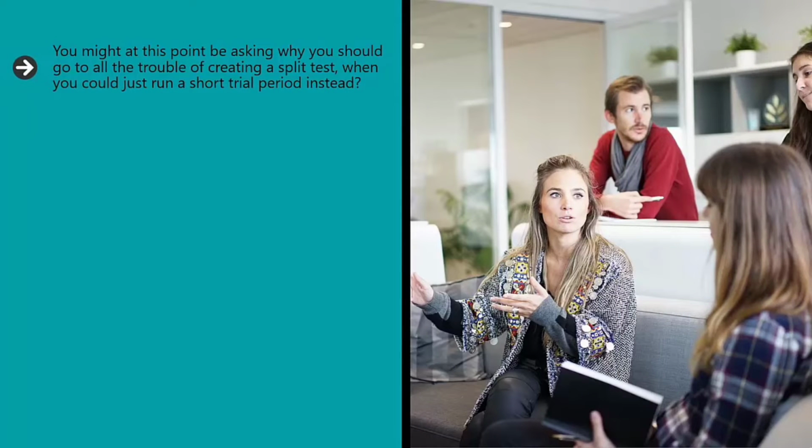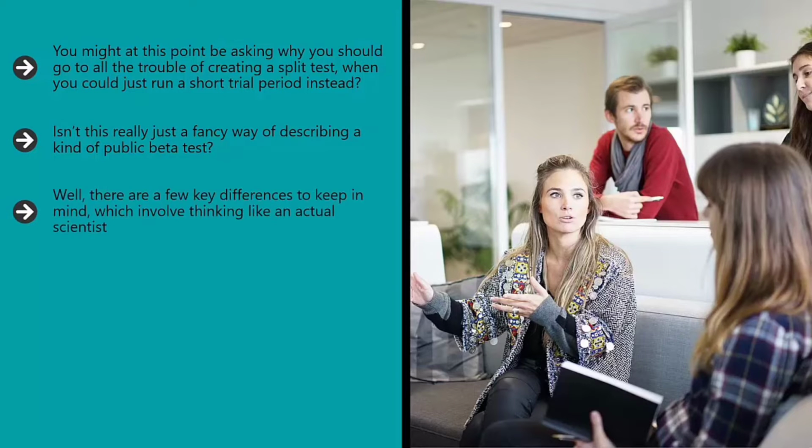Why split testing works and when it doesn't: understanding statistical significance. You might at this point be asking why you should go to all the trouble of creating a split test when you could just run a short trial period instead. Why color your shop's buttons red and then wait for them to collect enough actionable data? Isn't this really just a fancy way of describing a kind of public beta test? Well, there are a few key differences to keep in mind, which involve thinking like an actual scientist, because that's what this is emulating. FYI, this is precisely the same technique used in research.